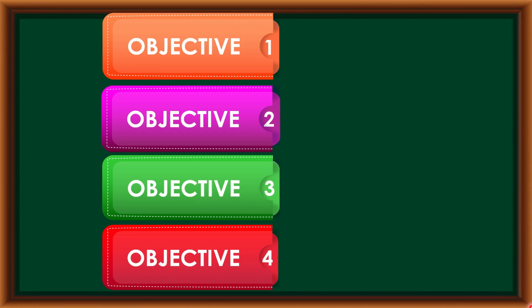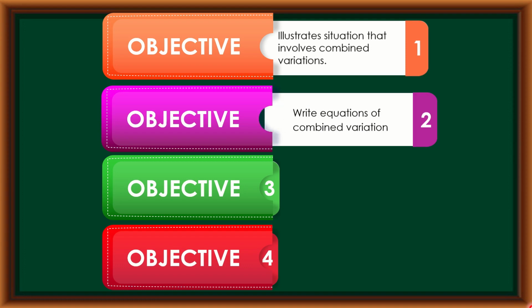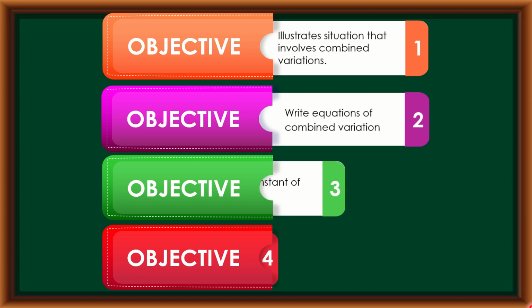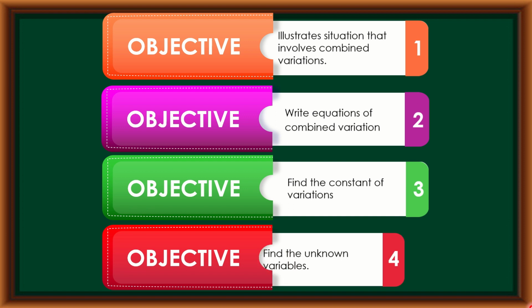Here are our objectives for today's tutorial. First, illustrate situations that involve combined variations. Second, write equations of combined variations. Third, find the constant of variations. And fourth, find the unknown variables.